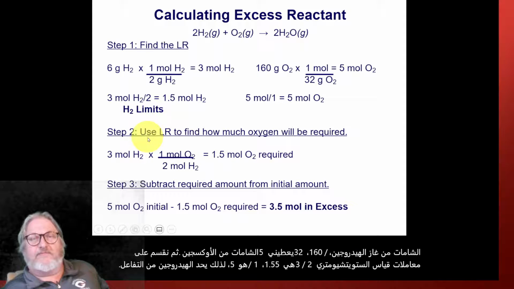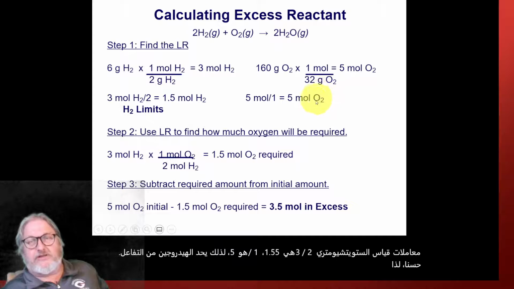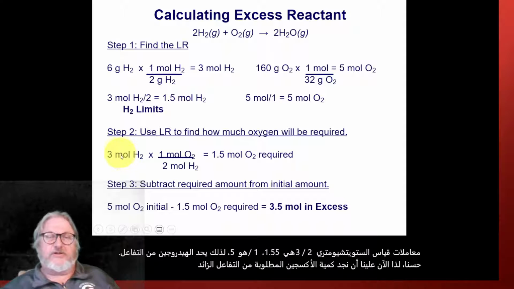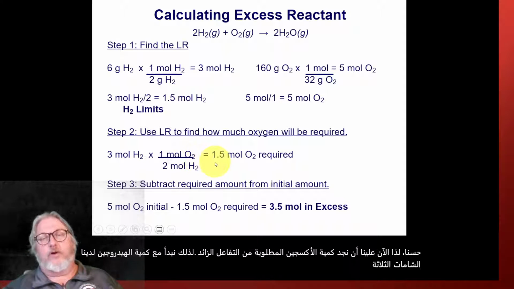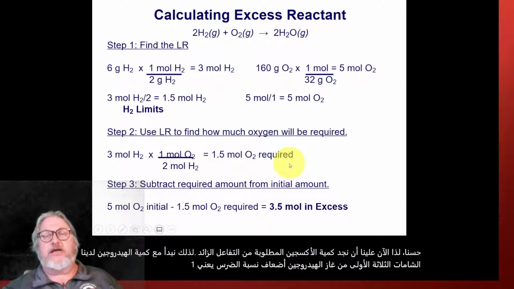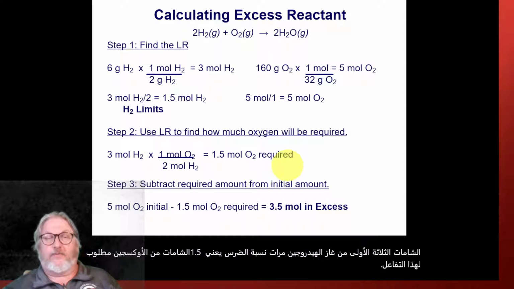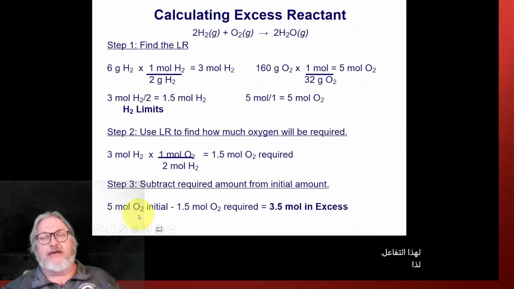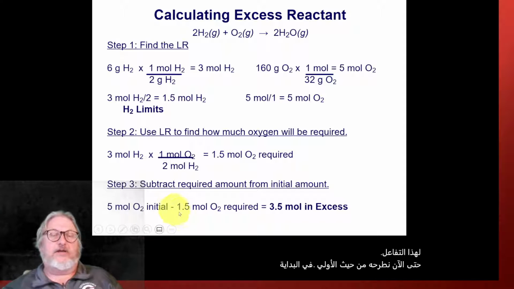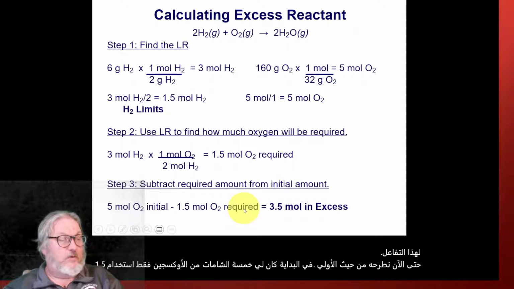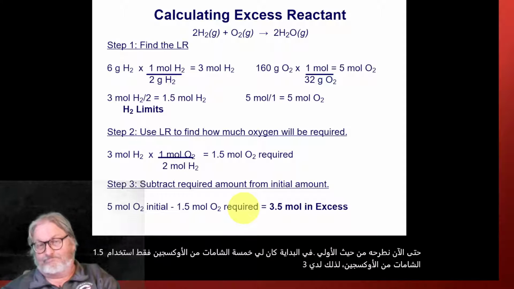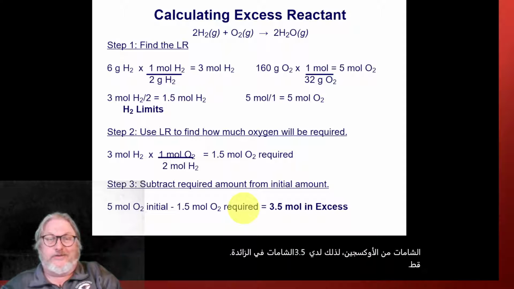All right, so now we have to find how much oxygen, the excess reactant, is required. So we start with the amount of hydrogen we have first. 3 moles of hydrogen gas times the molar ratio means 1.5 moles of oxygen is required for that reaction. So now we subtract it from the initial. Initially I had 5 moles of oxygen. I only used 1.5 moles of oxygen, so I have 3.5 moles in excess. Okay? We didn't use it all.